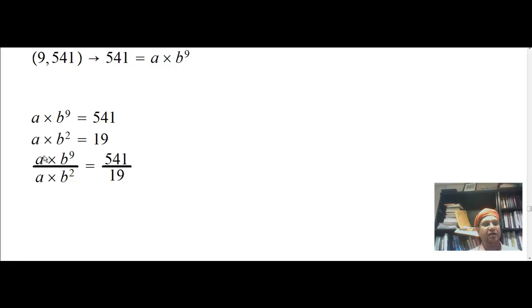What happens here? The A's will cancel, and then I have B to the 9 divided by B squared. That will turn into B to the power 9 minus 2, which is 7. And here I have 541 over 19. So B will be the 7th root of this value, to the power 1 over 7. Makes sense?